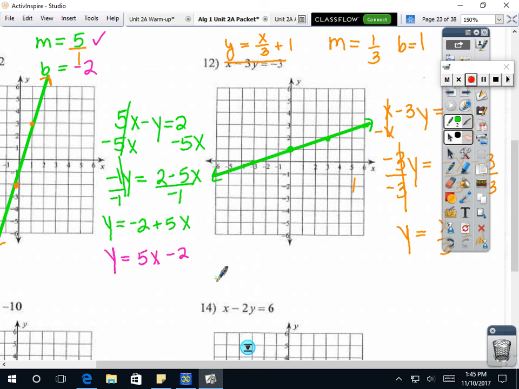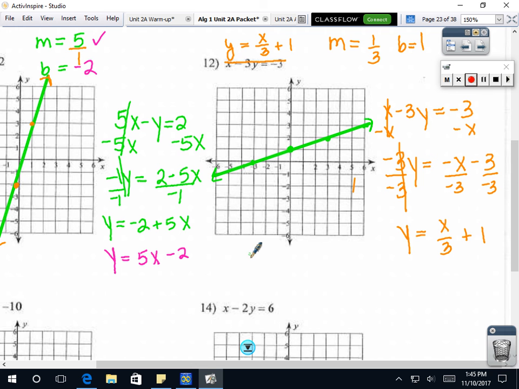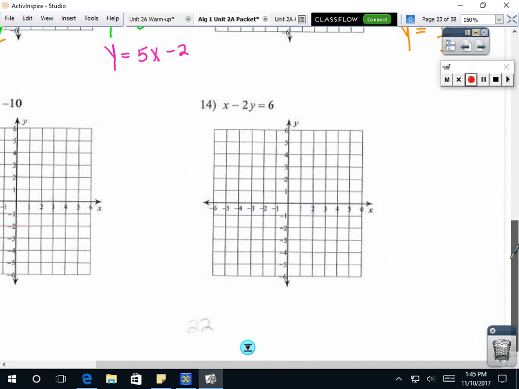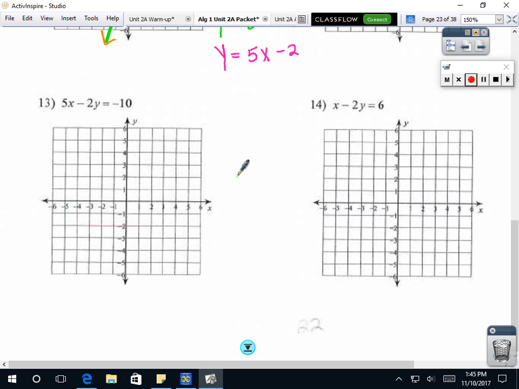Okay, now we're going to try number 13, but I'm just giving people time to copy if they're still copying any of that. Okay, number 13. 5x minus 2y equals negative 10. We're trying to solve it for y equals mx plus b.